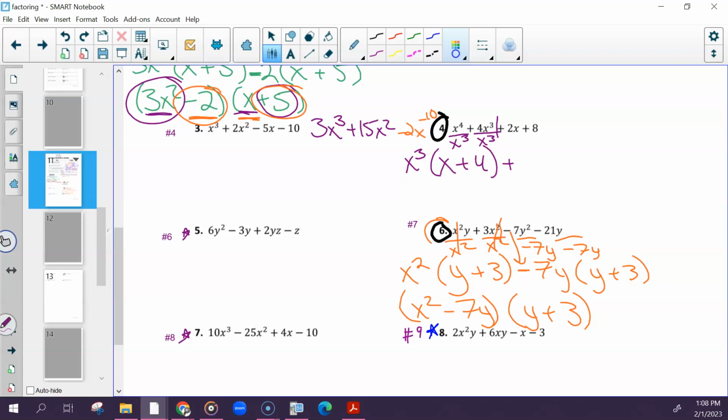And then plus, what's your GCF on the other side? 2. We're dividing both of them by 2. What's left? 4. X plus 4. And then what would our factors be? X cubed plus 2 and x plus 4. Questions on that?